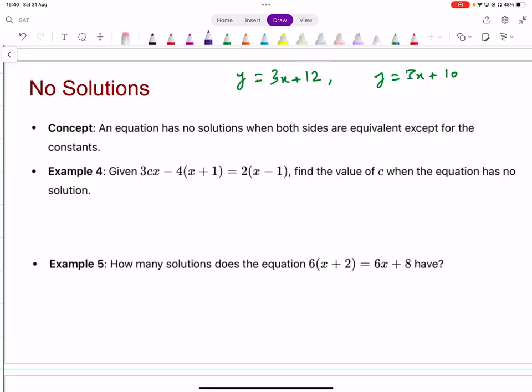Let's take an example. Let's say you have (3cx - 4)(x + 1) = 2(x - 1). Find the value of c when the equation has no solution. Take a minute, everyone. Try this and see what you get. What's the value of c when the equation has no solution?